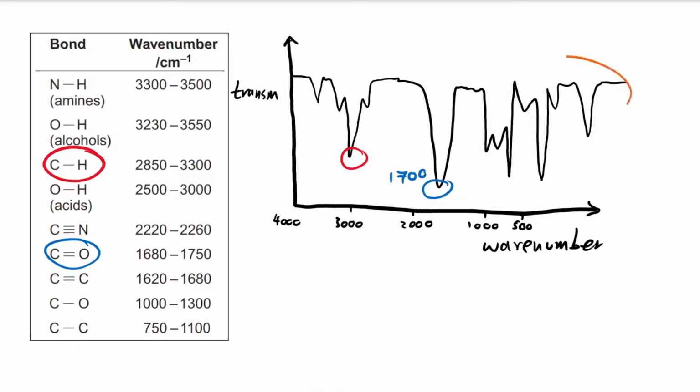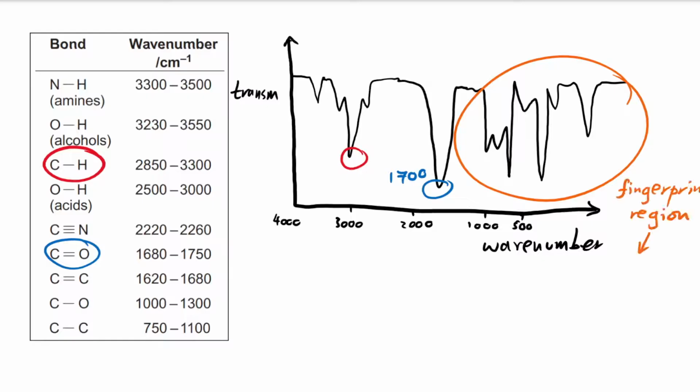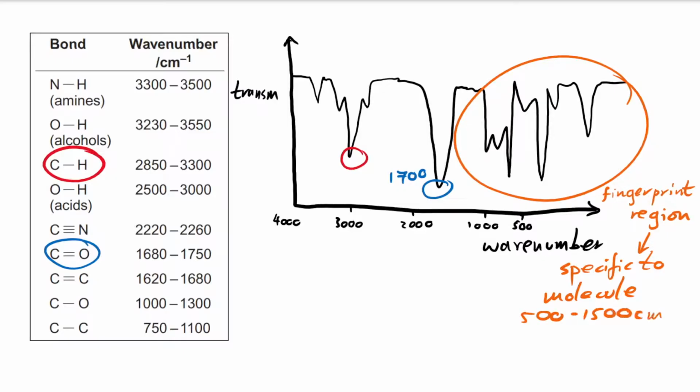And then we have all this mess over here. Now, this is what we call the fingerprint region. And this is specific to the molecule. Now you can reference it, but if you're going to use this, you need to look at known spectra to compare to this to find out what it is. But we can use 500 to 1500 centimeters to the -1.